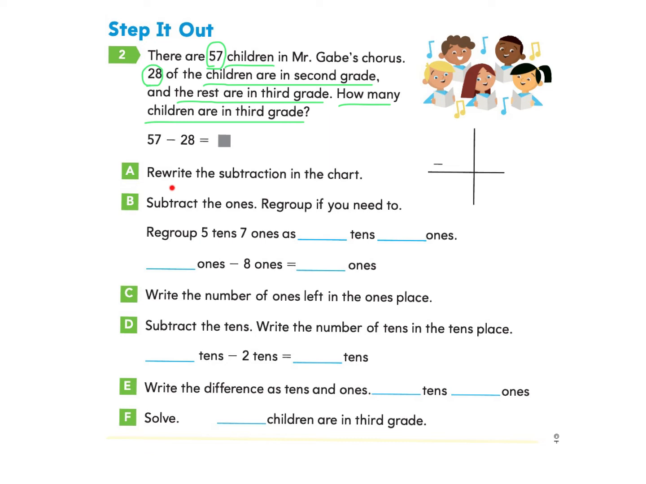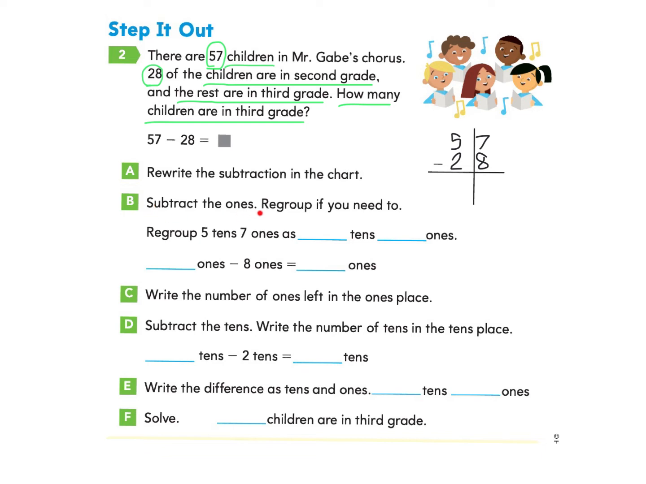Part A, rewrite the subtraction in the chart. Here's our chart. Here's our subtraction problem. Maybe you'd like to pause right now and see if you can try this part on your own, or you're welcome to follow along with me. So first we're going to put the 57 up top, and then we have the subtraction sign, and then we're going to write in the 28 into the chart. Okay, now we're ready for part B.